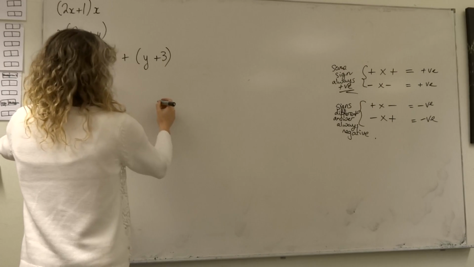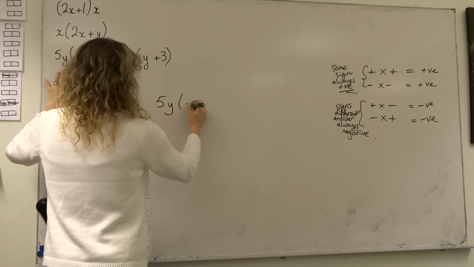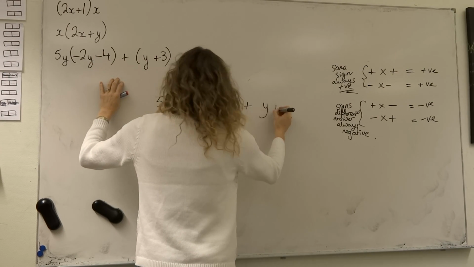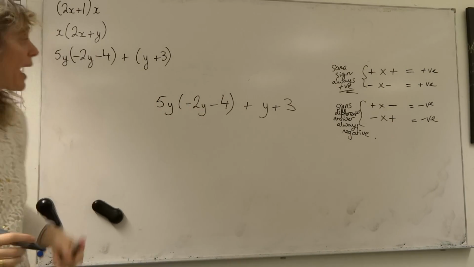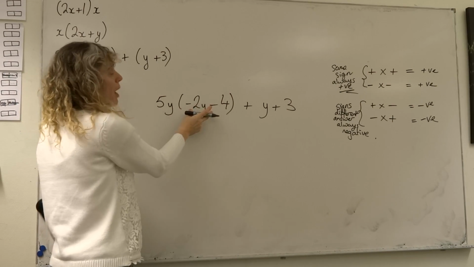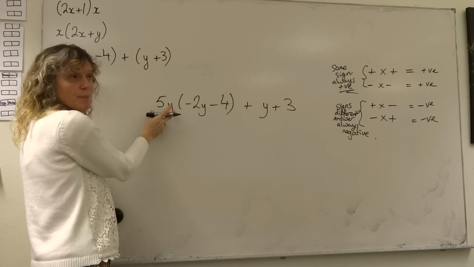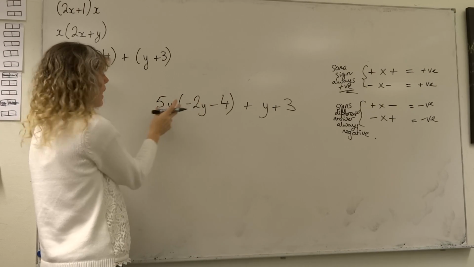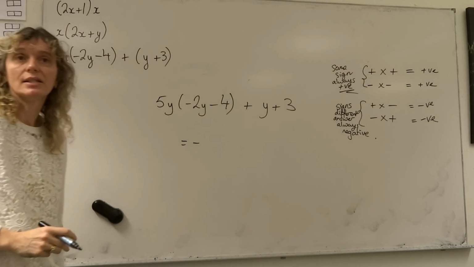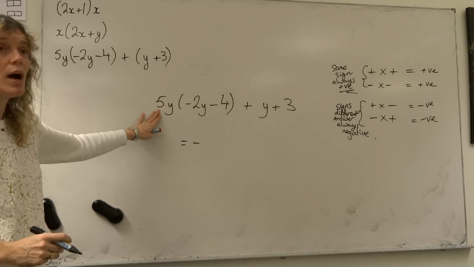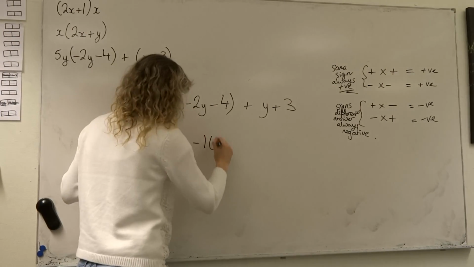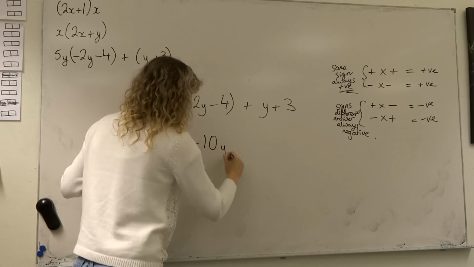So now we have 5y times minus 2y minus 4, plus y plus 3. And they want you to expand that. So we have to first multiply 5y by minus 2y. 5y is positive and minus 2y is negative. So we have a positive number multiplied by a negative number. We know the answer is going to be negative. Positive 5y multiplied by negative 2y. Okay, then we just do it as normal. What's 5 times 2? 10. What's y times y? Y squared.